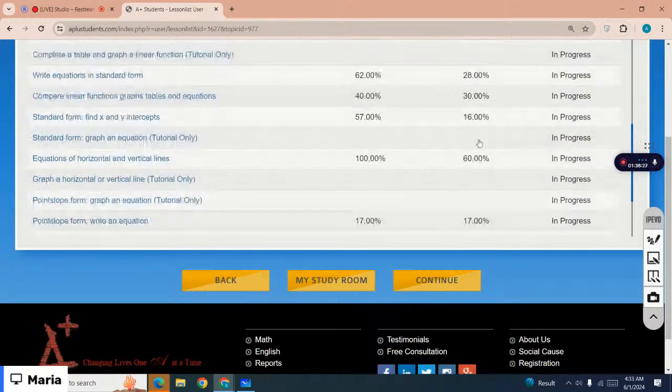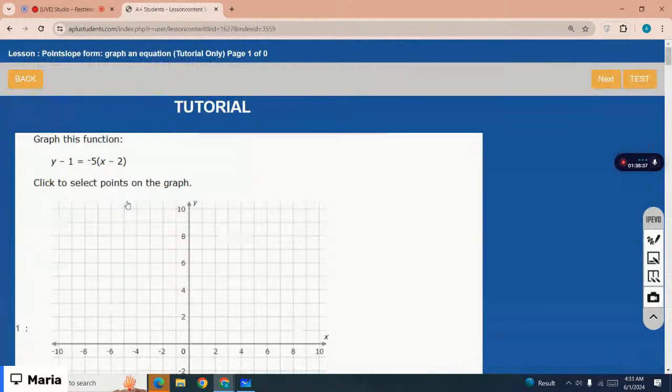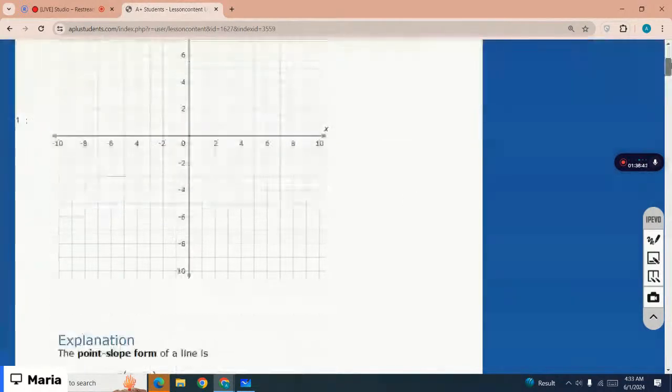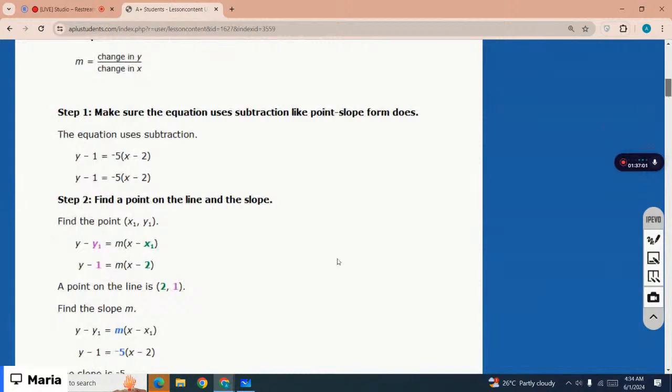The next one is point slope form, graph and equation. Let's see how we graph an equation in point slope form. Graph this function: y minus 1 equals negative 5 times x minus 2. The point slope form of the equation is y minus y1 equals m times x minus x1. That means you need to write the equation in this form. So the equation is y minus 1 equals negative 5 times x minus 2.